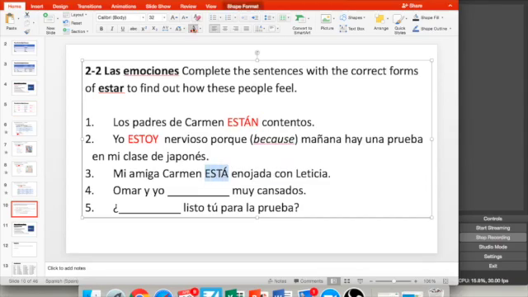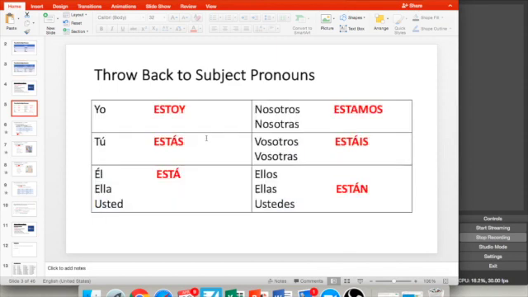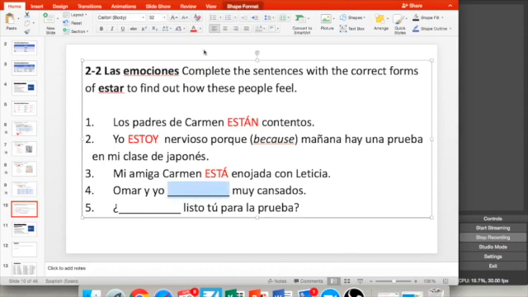Look at number 4. It says, Omar y yo blank muy cansados. So Omar and I, we're very tired. So Omar and I would be I, you, he, she, we, or they. Hopefully you're saying we. This is our top right box for we, nosotros. So we're going to say that nosotros estamos cansados. Estamos should be our answer here. Hopefully you're getting these right so far.